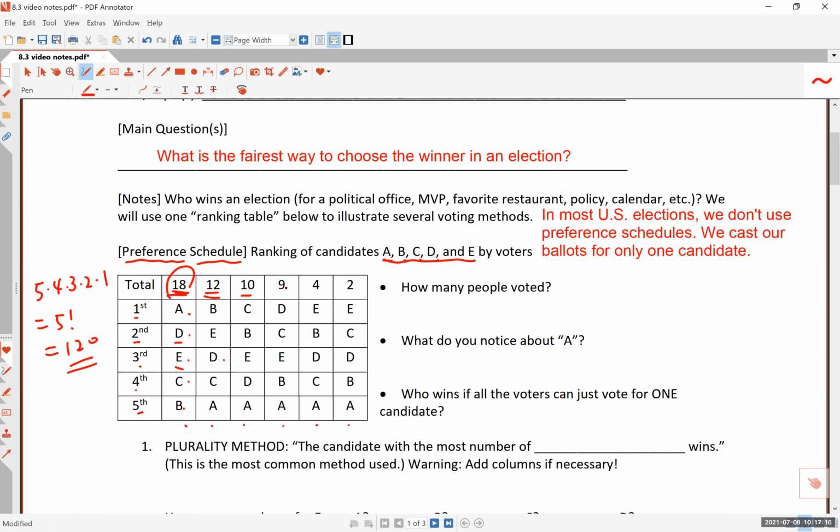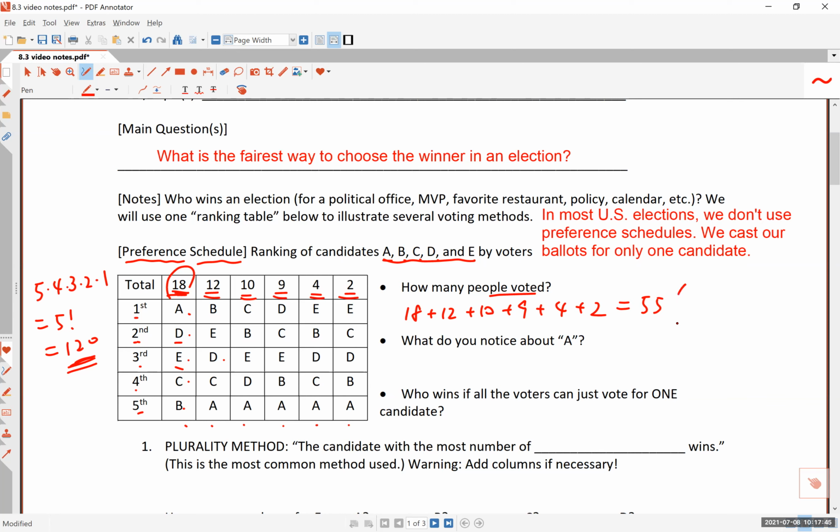Okay, so if you add up all of these numbers on the top row, it'll tell you how many people voted, right? So that's 18 plus 12 plus 10 plus 9 plus 4 plus 2. And that turns out to be not 120. That's the number of permutations or rankings. You have 55 people voting in this election. So that part is not difficult.